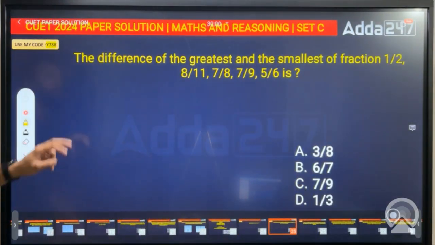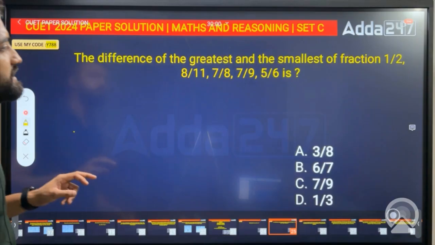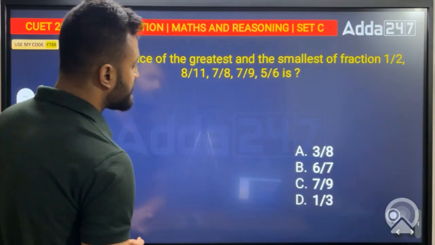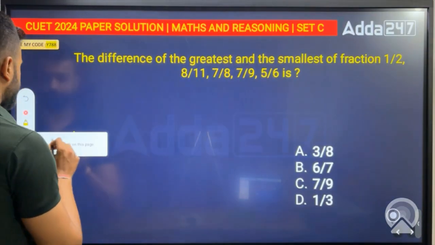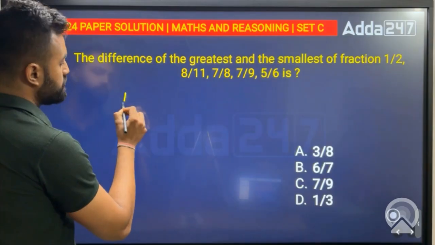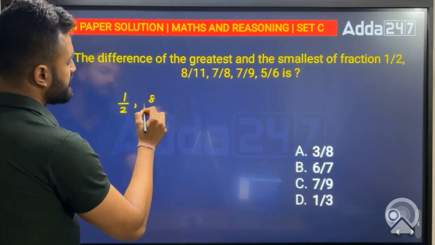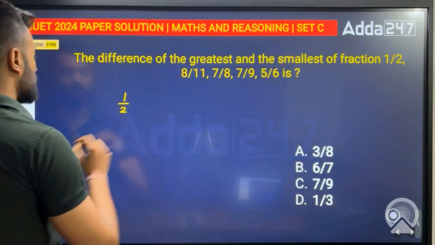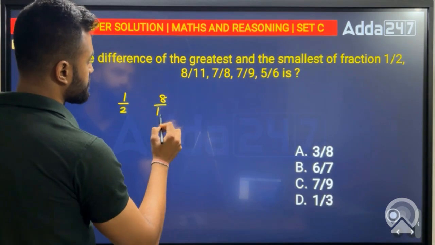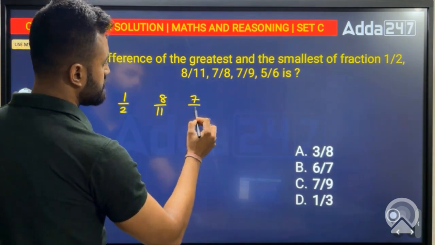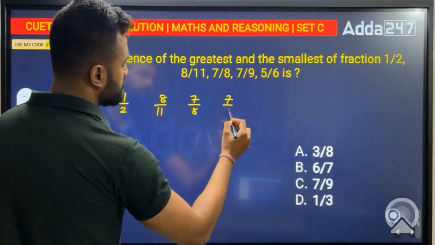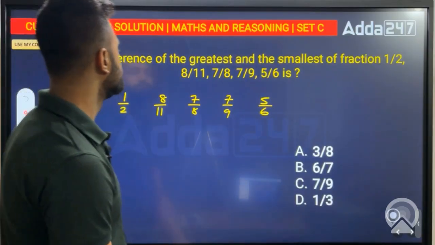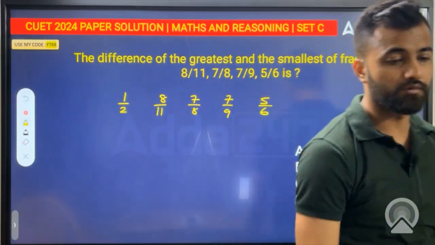Okay, see this one. So, the difference between the greatest and the smallest of fraction. So, what are the fractions that we have here? So, we have 1 by 2. We have 8 by 11. We have 7 by 8. We have 7 by 9. And we have 5 by 6. Now, how to solve this? How to get the greatest and the smallest in a single step.